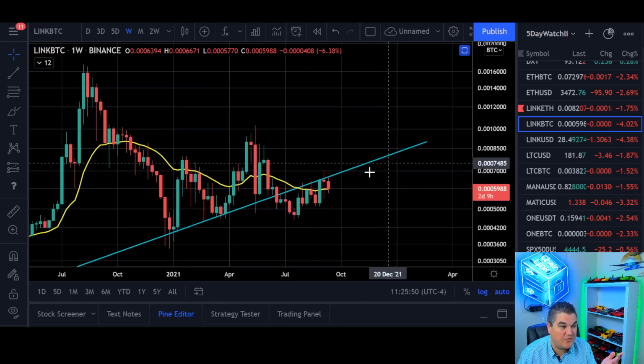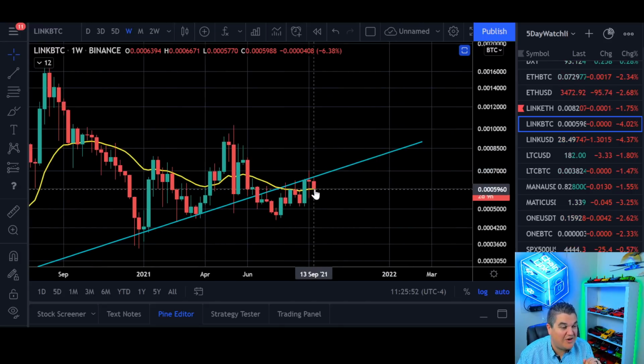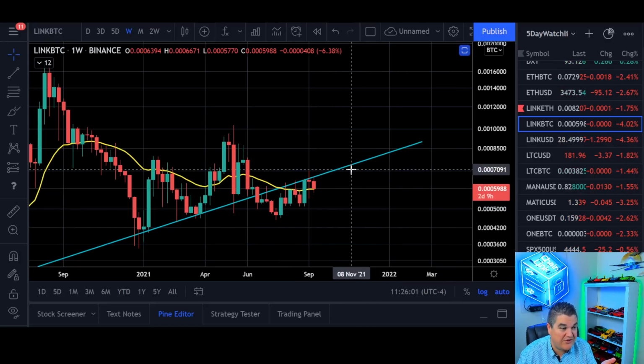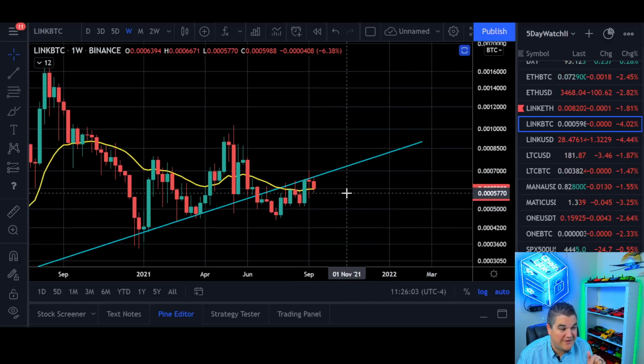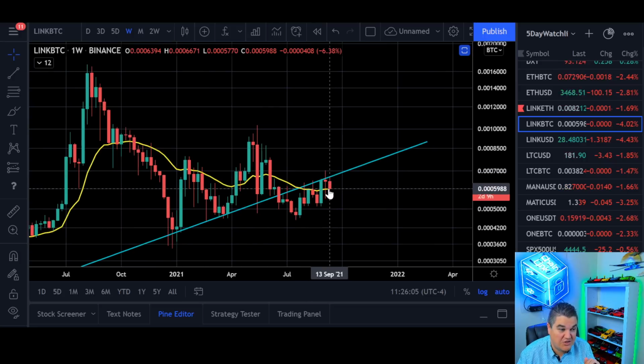Now, what I like is that we're holding above our 21-week EMA, which we're right on it right now, aren't we? So let's watch what this closes in 2.5 days from now on Sunday evening for those of you in the United States. This will close as long as we're above here, the 21-week EMA.